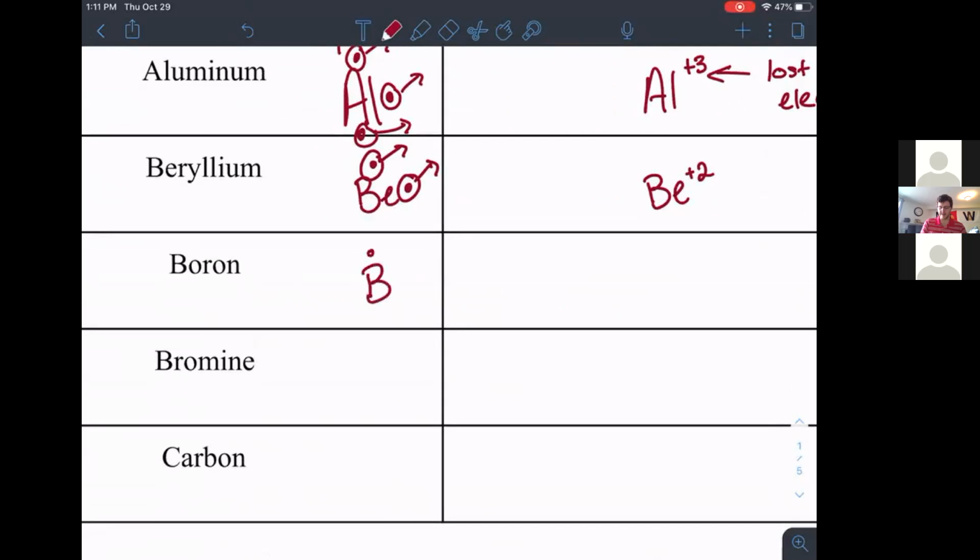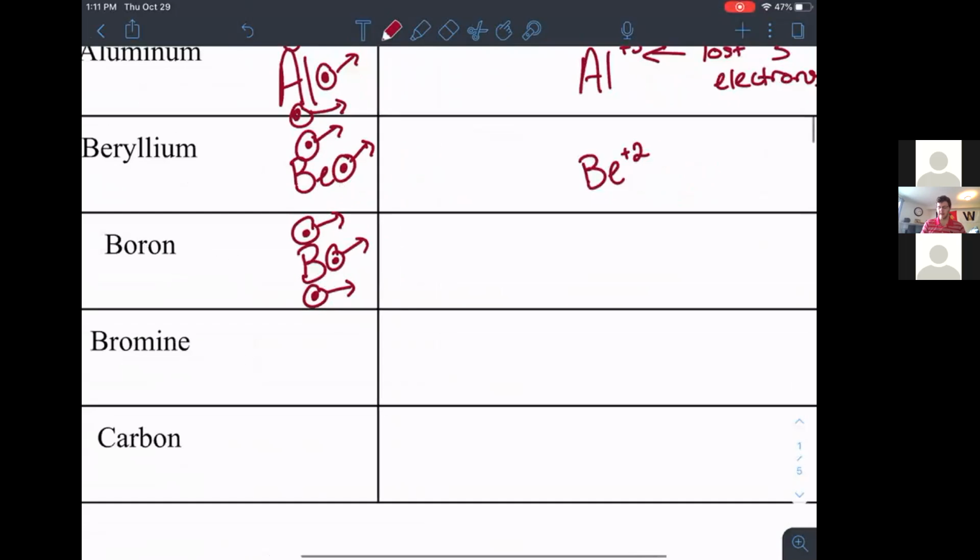Boron has 3 valence electrons. And again, 3 is going to be easier to lose than it is to gain 5, which means we're going to lose these 3 right here. They're going to go away. And we're going to be left with boron having a +3 charge, as it lost 3 electrons.